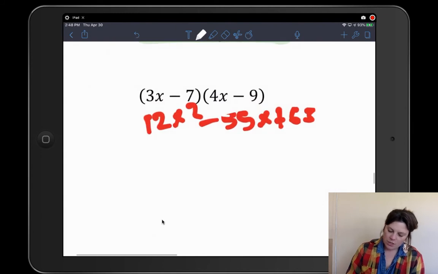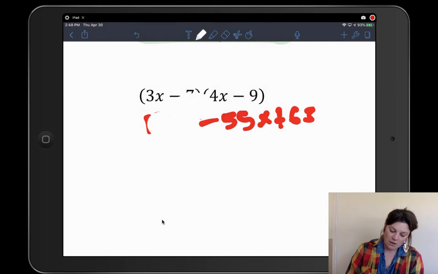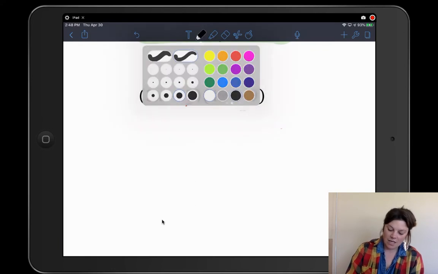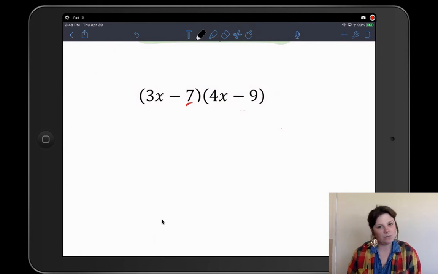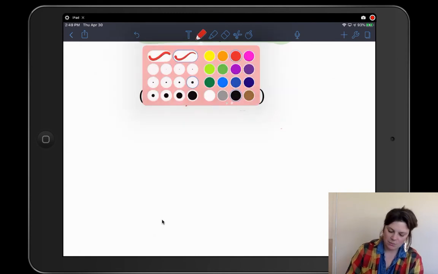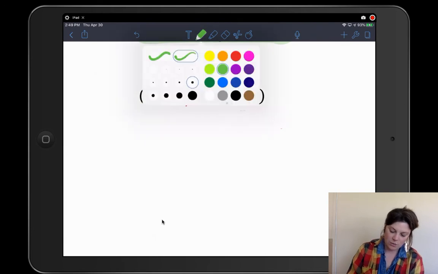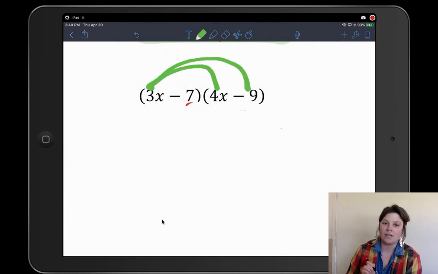We're going to run into a situation where these are actually multiplying binomials as well, but as you can see, instead of just having an x in front, you also have a number in front of the x. Nothing you can't handle, but let's just do one example to make sure we understand. We'll do the 3x times the 4x first, and then we will do the 3x times the negative 9 next.